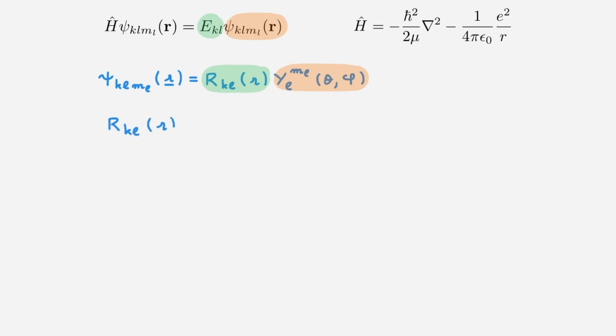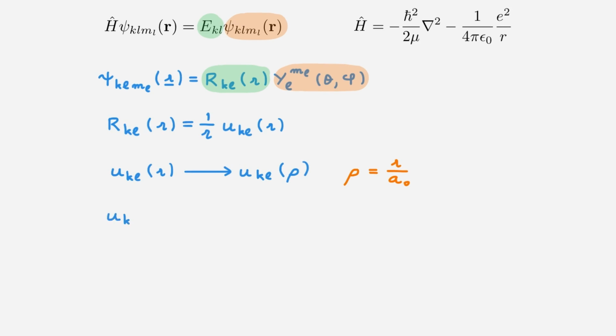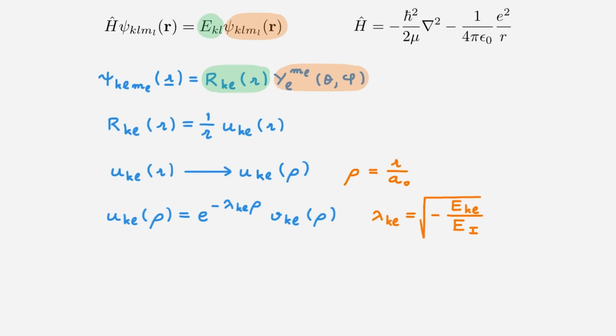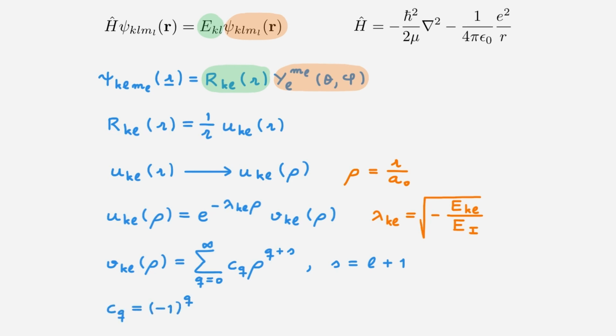First, we've rewritten the radial function in terms of a new function u like this. We've then made a change of variables to rewrite u as a function of a new variable ρ, where ρ is the ratio of r and the reduced Bohr radius. Then, by considering the limit of large ρ, we've defined yet another function v, which is related to the u function via this relation, and where lambda is defined as equal to the square root of minus the eigenvalue over the ionization energy. Next, we've expressed the function v in a power series like this, where the exponent s is equal to l plus 1. And finally, we've shown that the expansion coefficient C_q is related to the expansion coefficient C_0 by this rather long expression.